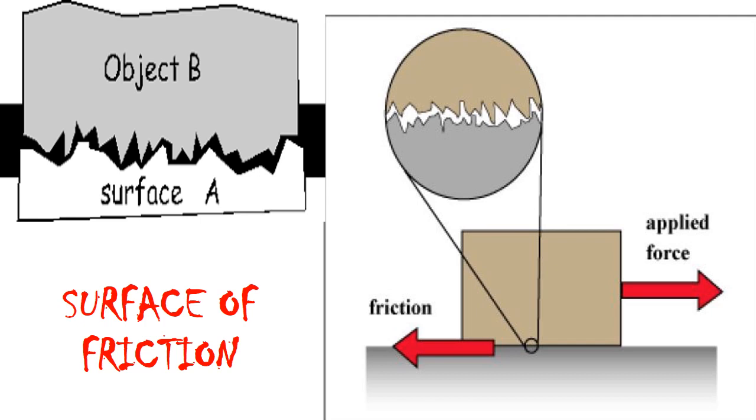And there are several different surfaces here. This is a rough surface and there are some smooth surfaces also you can see, and friction is very high in rough surfaces compared to smooth surfaces.